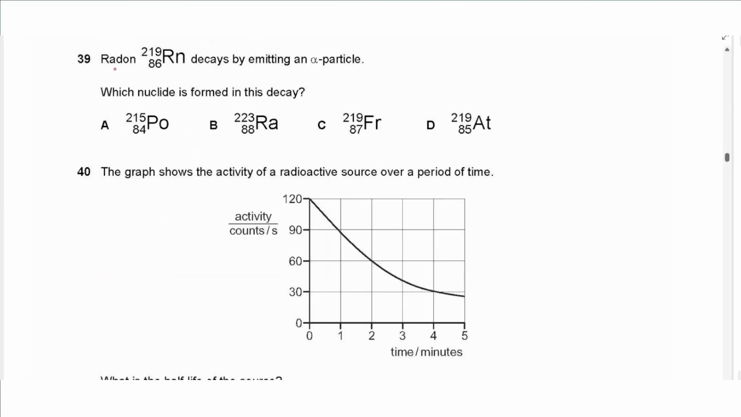Question 39 says radon 219 and 86 decays by emitting an alpha particle. Which nuclide is formed in this decay? So for an alpha particle, the nucleon number decreases by 4. So 219 minus 4 is equal to 215. And the proton number decreases by 2. So it will be 84. So the answer is A.